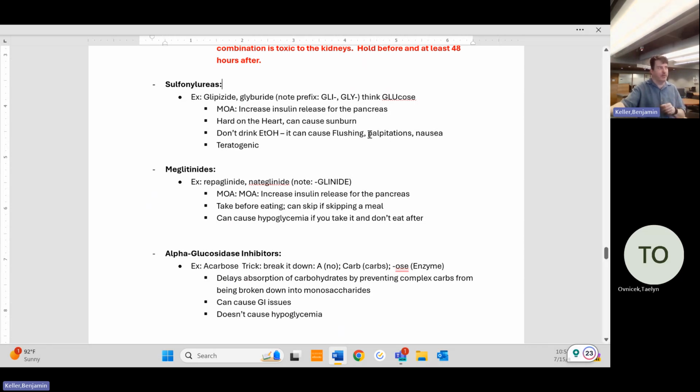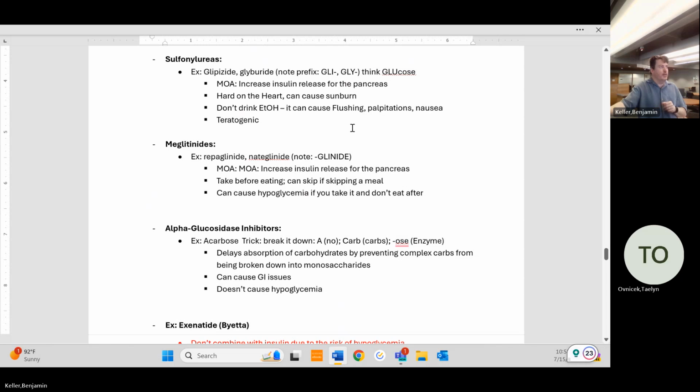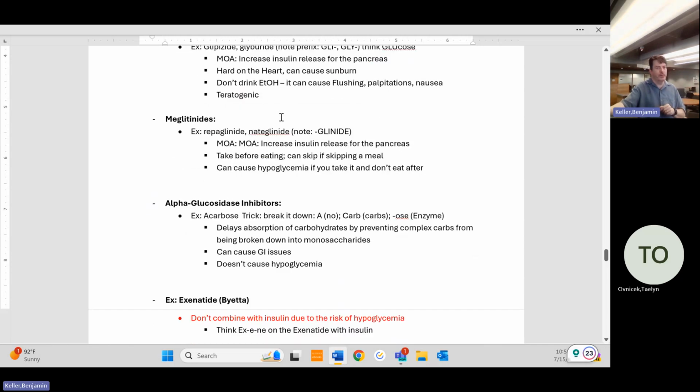It's hard on the heart, can cause sunburn. Don't drink ethanol with it because it can cause flushing, palpitations, or nausea. These are so not good. It's teratogenic, so it's contraindicated in pregnancy.